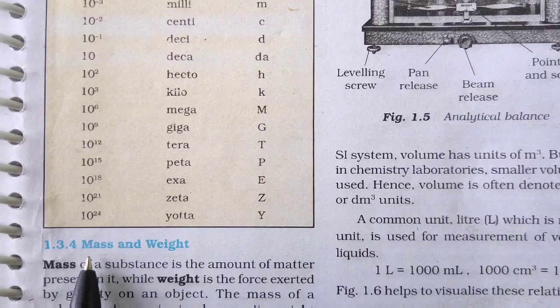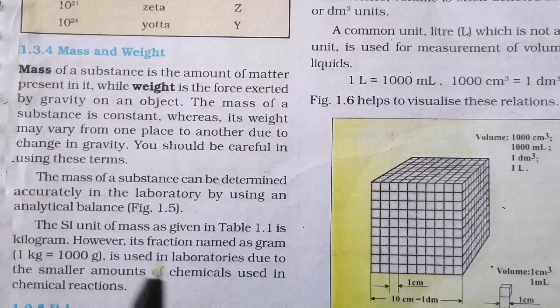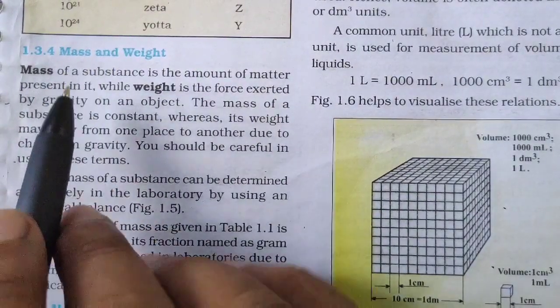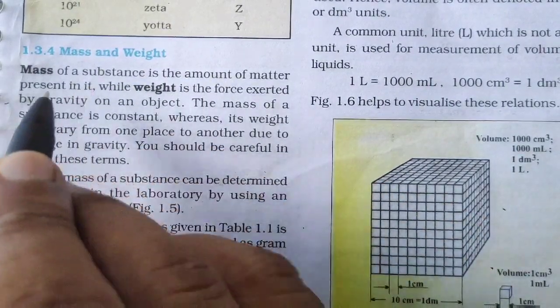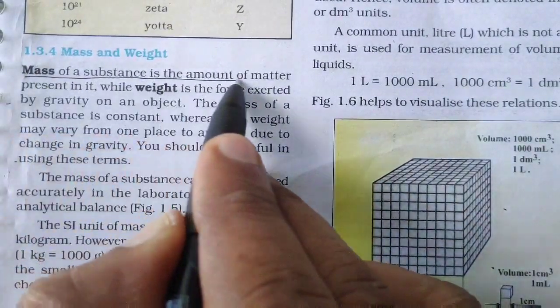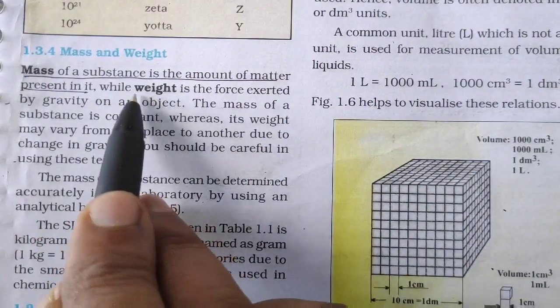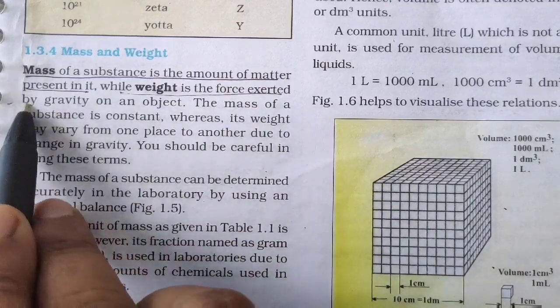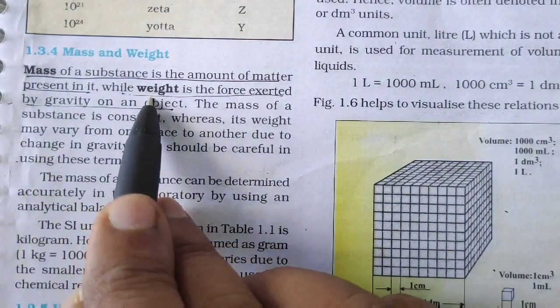Now we are going to discuss the next topic, mass and weight. Okay. Now in your book, when we talk about mass and weight, you can see here, mass of a substance is the amount of matter present in it. Right? This is the definition of mass. You have to remember, DSQ it can be asked. While weight is the force exerted by gravity on the object. So this is the difference between mass and weight.